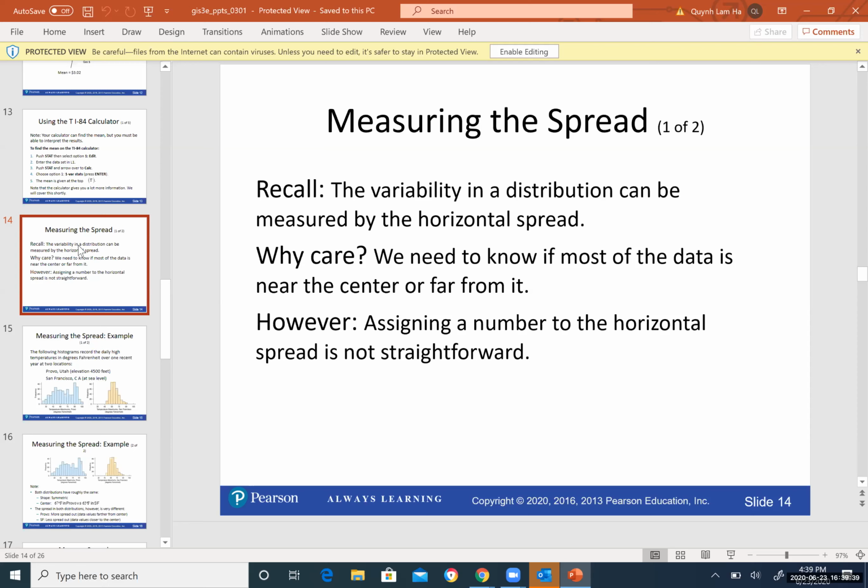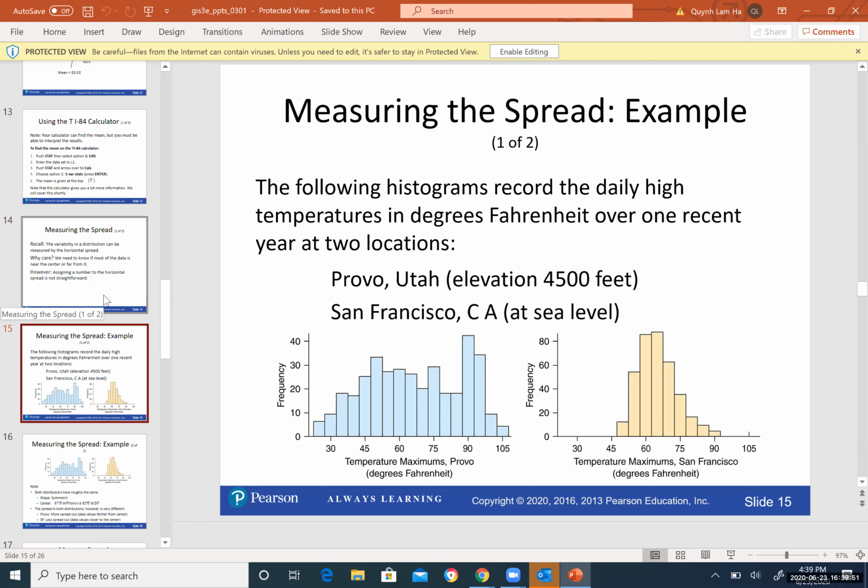However, assigning a number to a horizontal spread is not straightforward. This does not really tell us anything. However, you need to know that the more data close to the center, the better. So for measuring the spread, here's the following example. Look at these two pictures. They are talking about Provo in Utah State and San Francisco City in California State. They're talking about the degrees, the blue one and the yellow one.